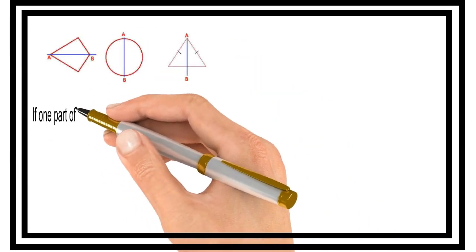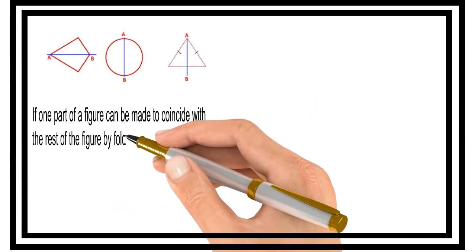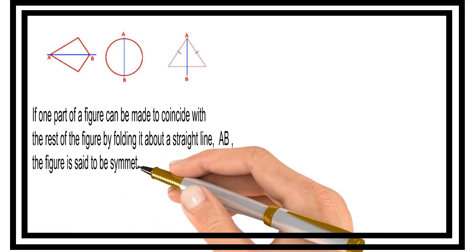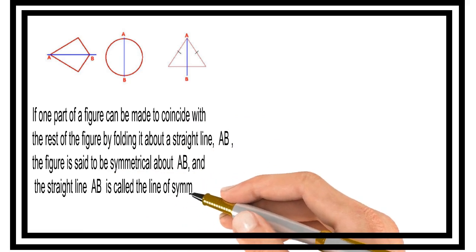If one part of a figure can be made to coincide with the rest of the figure by folding it about a straight line AB, the figure is said to be symmetrical about AB, and the straight line AB is called the line of symmetry.